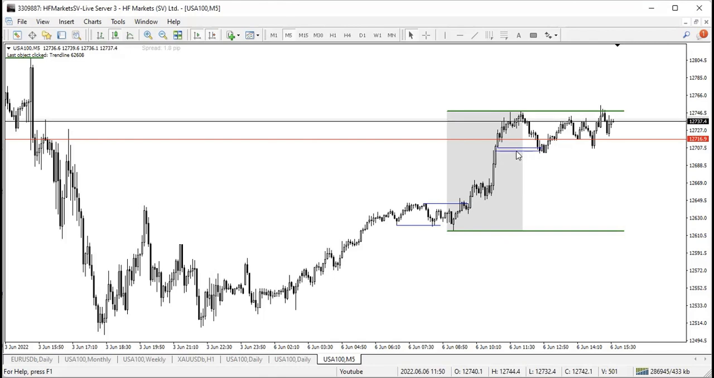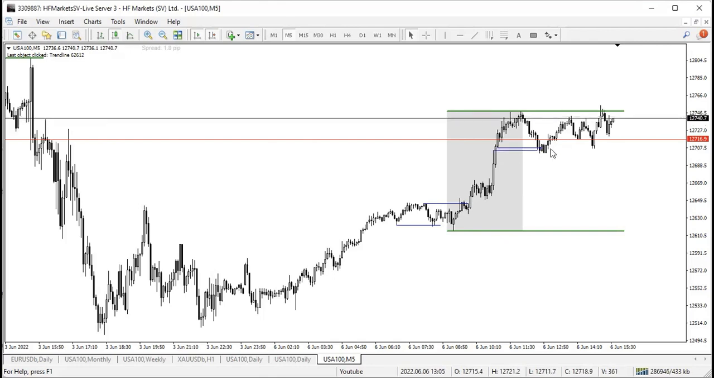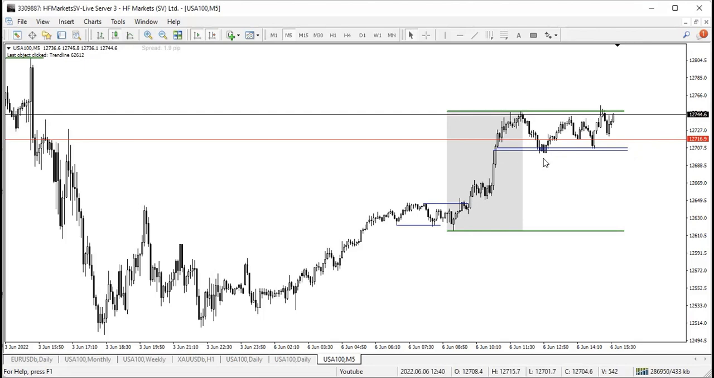There. Lots of imbalances right here being rebalanced, but we have no stop hunts yet. When this happens, it doesn't matter what my bias is, bullish or bearish. I'm expecting something to happen to sweep these lows.